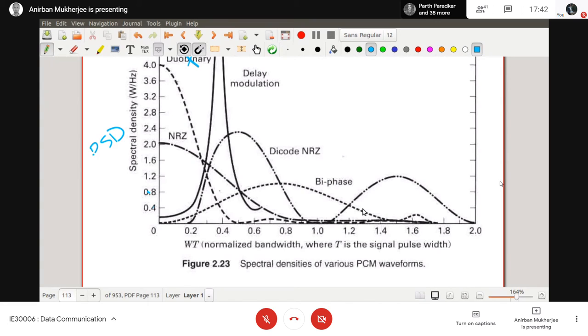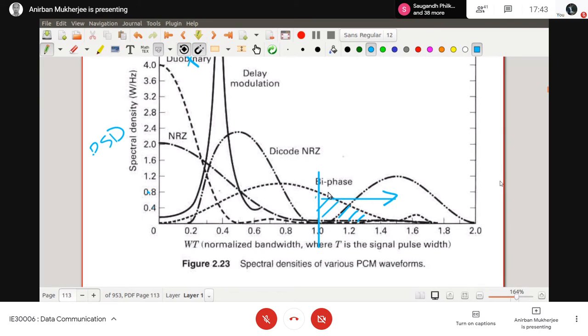Do you understand this line? It is bandwidth inefficient. Say the Manchester signal. Manchester signaling means biphase, biphase-L most probably. Manchester is biphase-L. So if your signaling waveform has a huge PSD on this side of the spectrum, meaning a large normalized bandwidth, then this is inefficient. Let's say Manchester: first of all, it has a huge spectrum on this side, so that's why it is not bandwidth efficient.